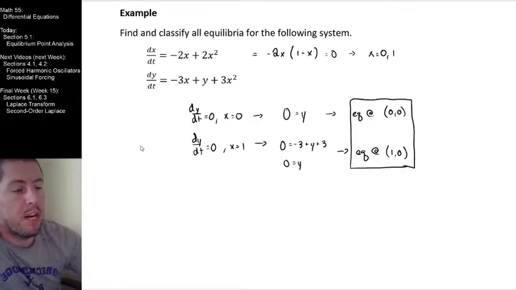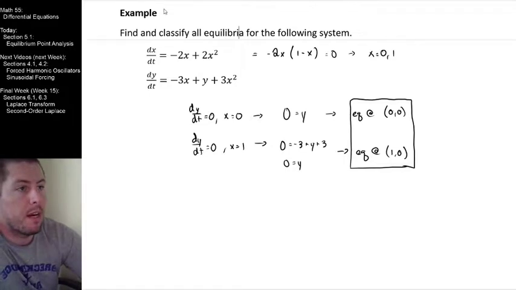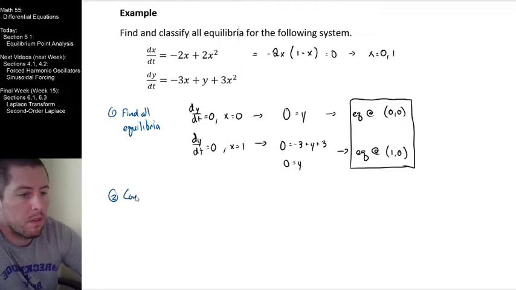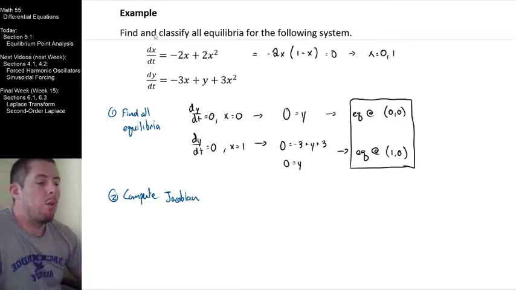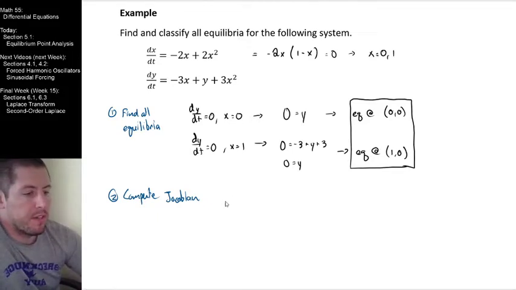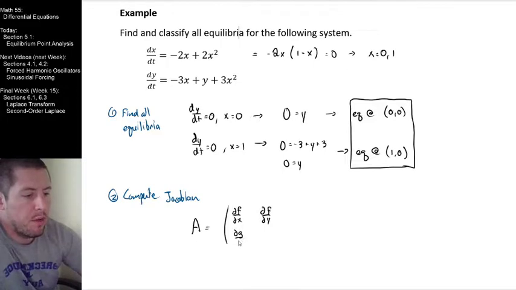Now what we should do is find our general Jacobian. So I'm going to write some steps for us here. Next up, let's compute the Jacobian. What we've got to do here is compute a bunch of partial derivatives. So this is going to be our A matrix right here. And this is going to look like the partial of f with respect to x, partial of f with respect to y, partial of g with respect to x, and partial of g with respect to y.